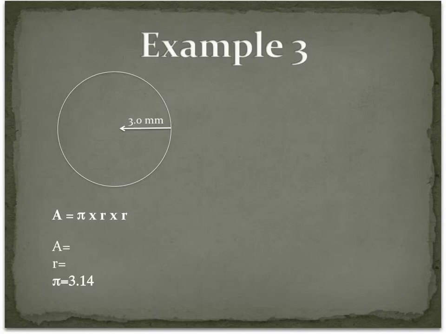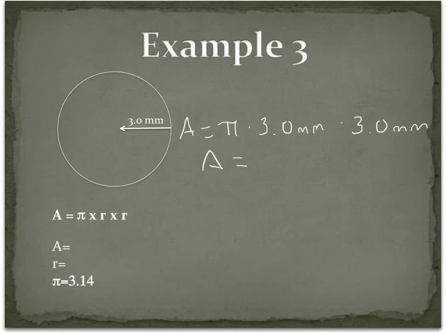Now that you've had some time to work on this example, we're going to work through it together. So we do have our radius value, so we can put it into our equation. So area is equal to pi times our radius, which is 3.0 millimeters, times our radius again, 3.0 millimeters, which gives us an area equal to 28.3 millimeters squared. And again, I want to point out we have 1 decimal place because our radius was to 1 decimal place, and we have millimeters squared as well.